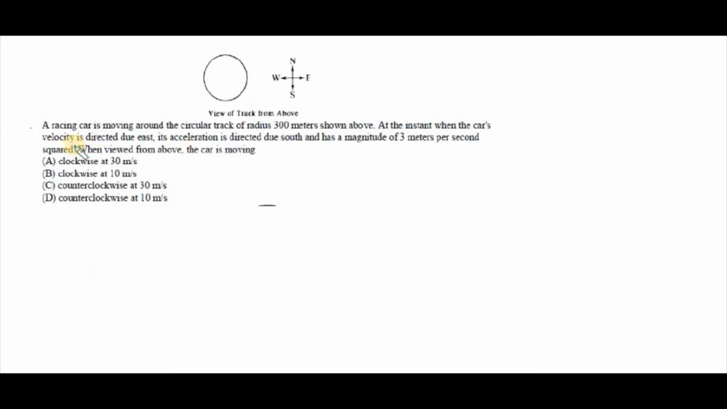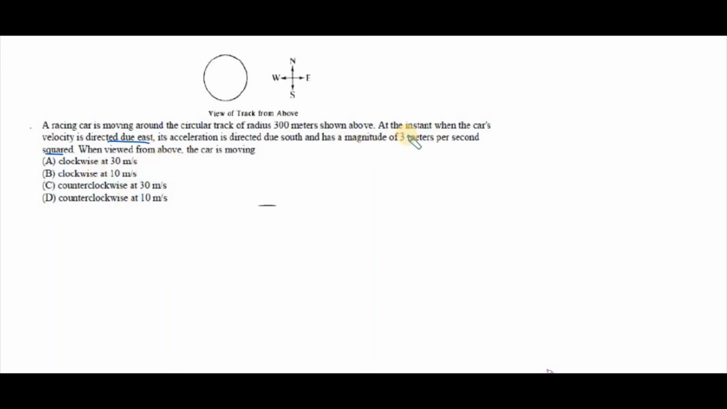In the next question, a racing car is moving around a circular track of radius 300 meters, shown above. At the instant when the car's velocity is directed due east, its acceleration is directed due south and has a magnitude of 3 meters per second squared. When viewed from above, the car is moving... So among the four options, which option is correct?